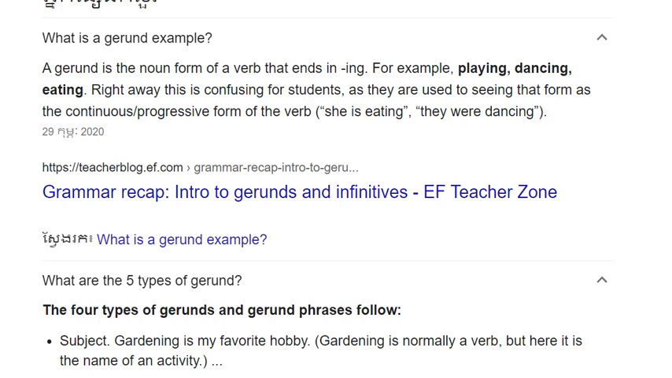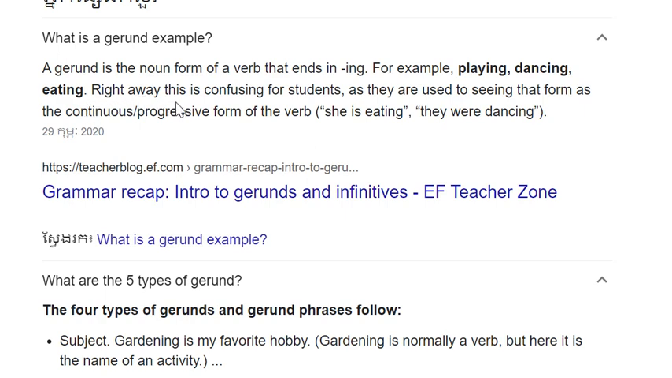Hello everybody, and today I want to share what is a gerund. A gerund is the noun form of a verb that ends in ing. For example, playing, dancing, eating.